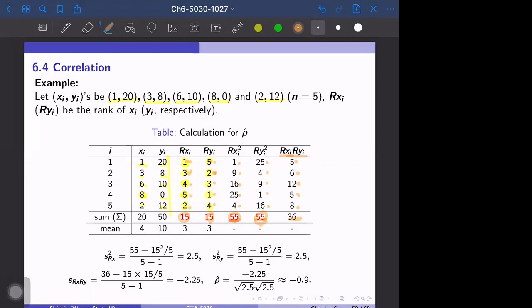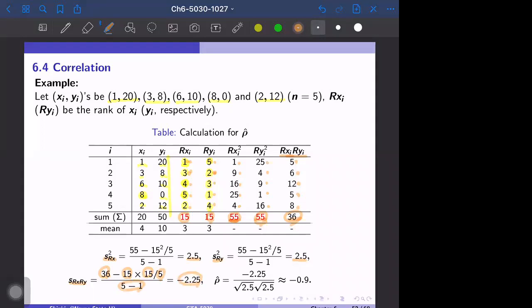Yeah, then we can calculate the variance for Rx, and this is actually always the same, 2.5, because this is always 1, 2, 3, 4, 5 in some order. And the variance for Y is almost also always 2.5 for 5 observations, but the covariance term of Rx, Ry is different, and this is the 36 and the minus 15. So this is the same for every data set with sample size 5, and divided by 5 minus 1, so this becomes negative 2.25.